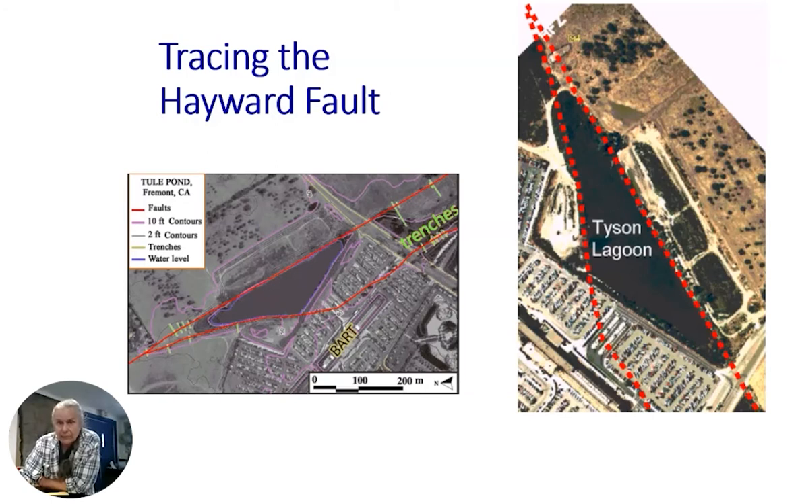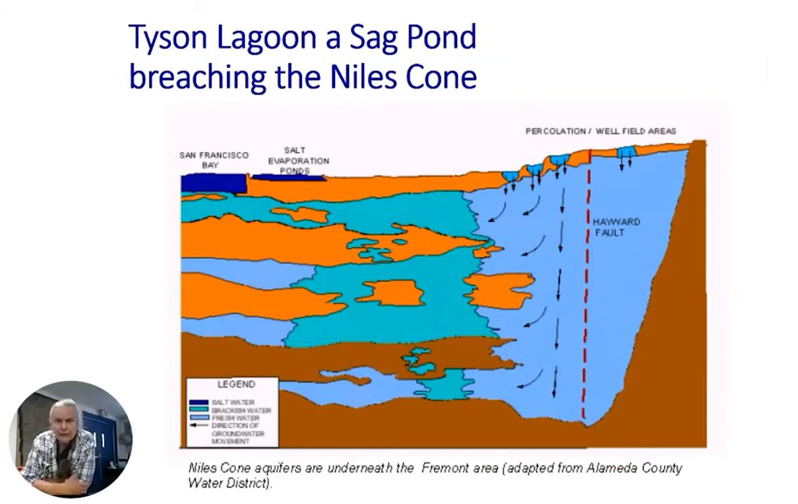Now we have another trace of the Hayward Fault in here, and this is more inside the earth. This starts telling us about how the earthquake goes into the earth. So let's continue. Why do we have Tule Ponds here? Well, Tyson's Lagoon is basically a sag pond caused by a depression from these stresses. But this is the Hayward Fault in here, and you can see we have quarry lakes, and different lakes in the area when it breaches what we call the Niles cone. I mentioned that when we talked about water not that long ago.